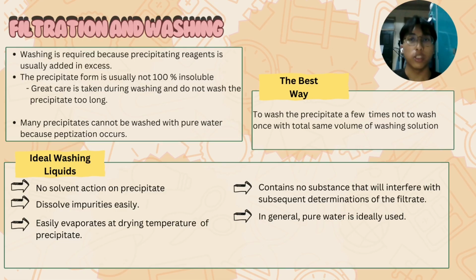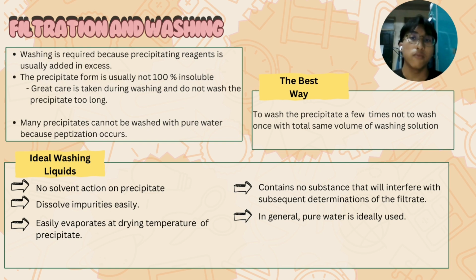Washing is required because the precipitating reagent is usually added in excess. The precipitate formed is usually not 100% insoluble. Therefore, great care is taken during washing and do not wash the precipitate too long. Many precipitates cannot be washed with pure water because peptization occurs. So the best way to solve the problem is to wash the precipitate a few times, not to wash once, with the same total volume of washing solution.